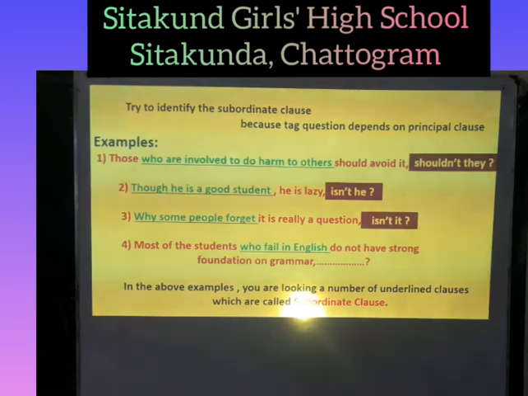Most of the students do not have a strong foundation on grammar is the principal clause, and this clause is negative clause. So tag question will be affirmative. So do for do not, and they for subject. Most of the students is a plural clause. For the plural clause, most of the students is a plural phrase. For the plural phrase, you have to write they as a pronoun in the tag question.